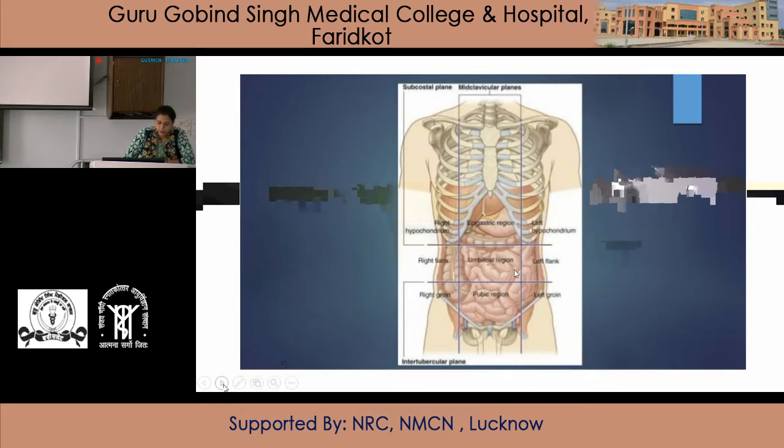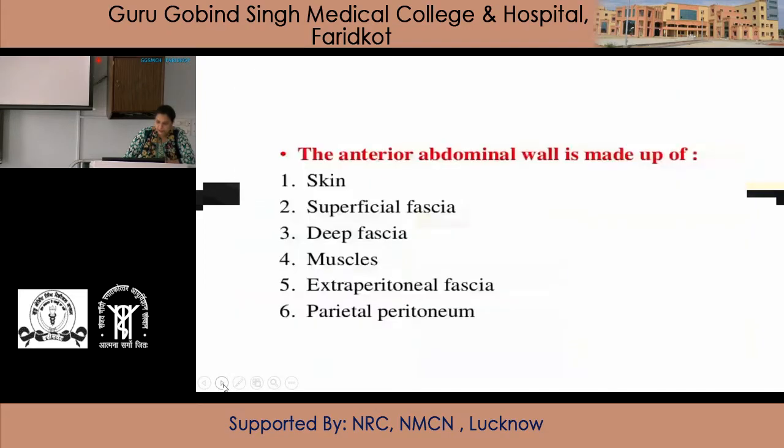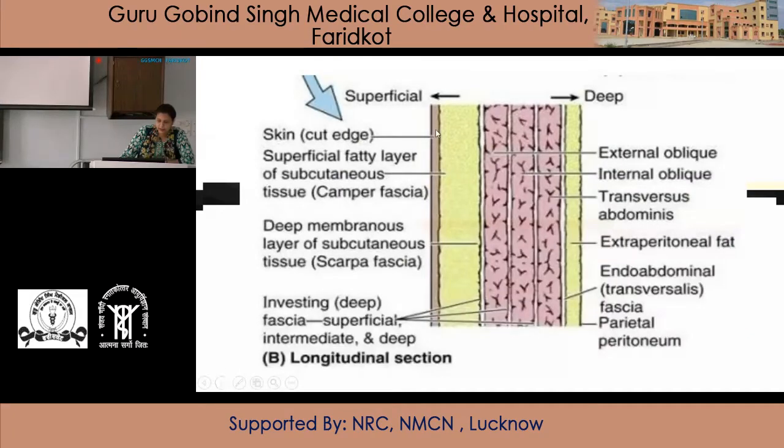and 2 horizontal lines. The anterior abdominal wall is made up of skin, superficial fascia, deep fascia, muscles, extraperitoneal fascia, and the parietal peritoneum. So these are the layers of the anterior abdominal wall.